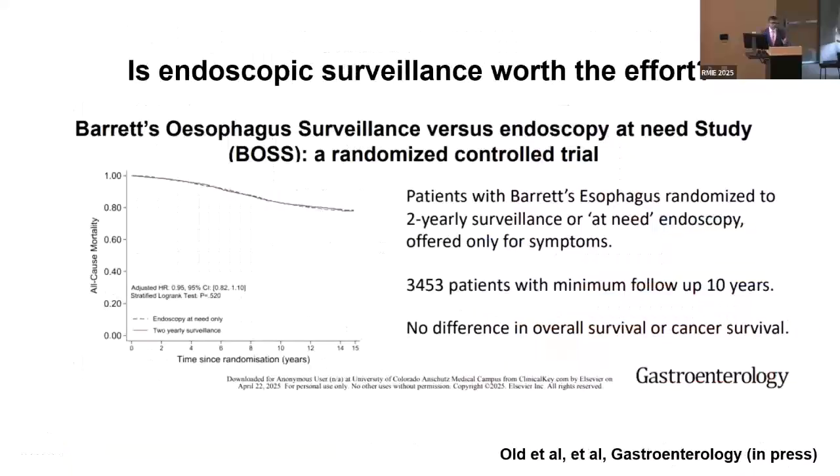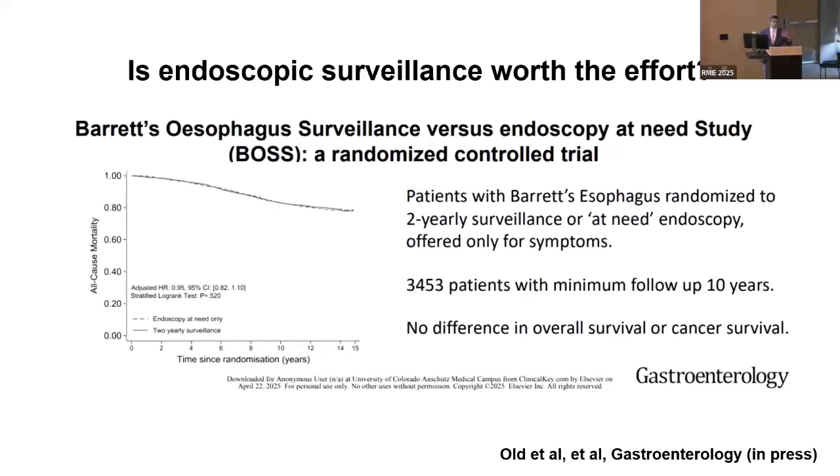I also want you to be aware of this trial, which will be published in the same issue as our guidelines, which is the November issue of Gastroenterology. This is the BOSS trial. This was presented at the plenary session at DDW this year, which basically compared surveillance versus endoscopy at need for patients with Barrett's esophagus. This was largely conducted in the United Kingdom, where patients underwent surveillance every 2 years, or they underwent an endoscopy if they had symptoms.